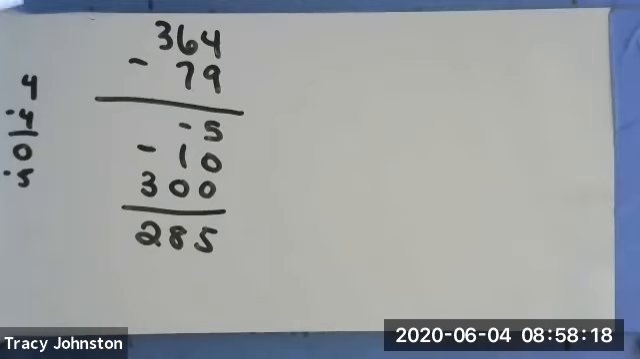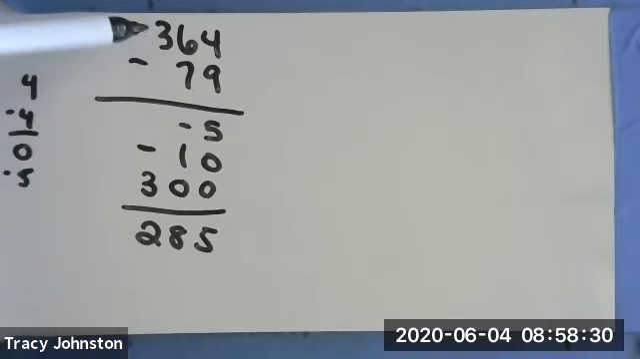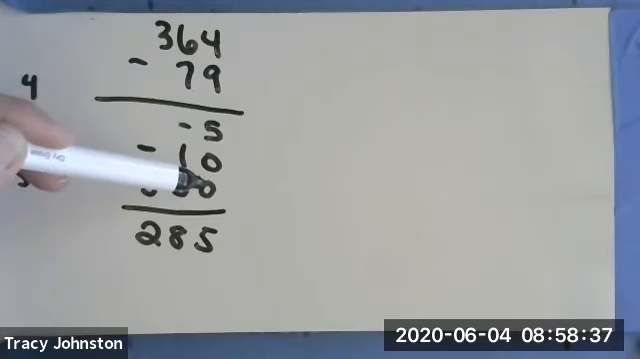Then they looked at the tens place. 6 take away 7, so they knew there were the 6 that you took away and then one more, so that left them in negative in the tens place. And then 3 take away nothing left them a positive 3 in the hundreds place.